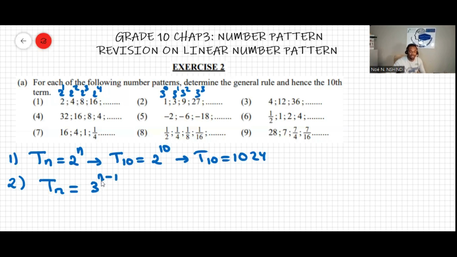Because 1 here is the first term. This one is term number 1, that's term number 2, term number 3, and term number 4. For the first term, n is 1, so we have 1 minus 1, which is 0, and then 3 to the power of 0 will be 1. So that's why I say n minus 1. This will be valid for the rest, and we can say that T10 is equal to 3 to the power of 10 minus 1, which means T10 is equal to 3 to the power of 9. I prefer to leave it like that.